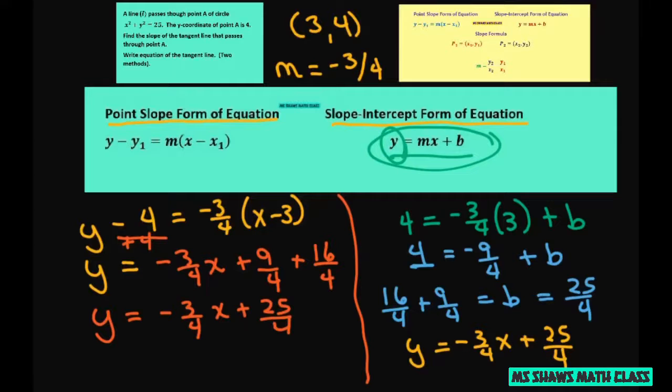So they should match. They do. That's just two different methods. I personally prefer this one. When you get to pre-calculus, you'll use this one a lot for conics. So you need both methods. So our equation is y equals negative 3/4 x plus 25/4.